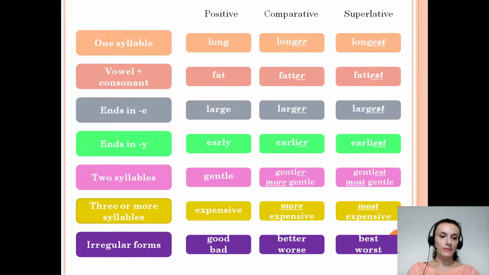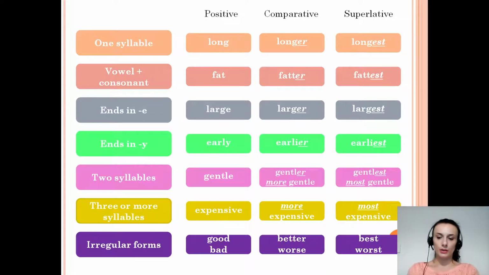At the end, we have some irregular forms of adjectives that do not follow the rules. So we can mention good, that will become better in comparative and best in superlative. Also another example, bad, that becomes worse for comparative and worst for superlative.